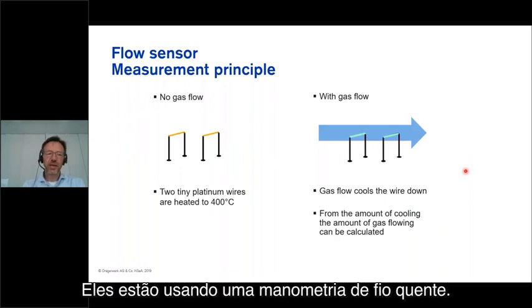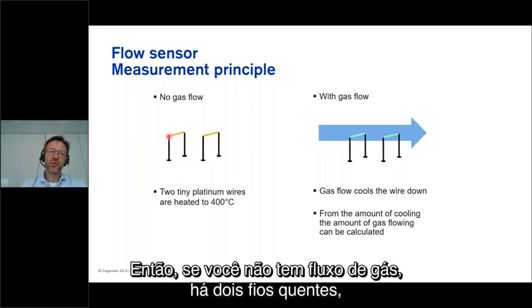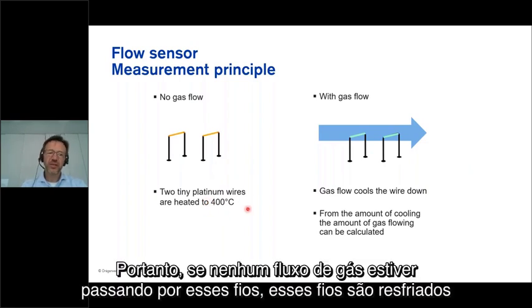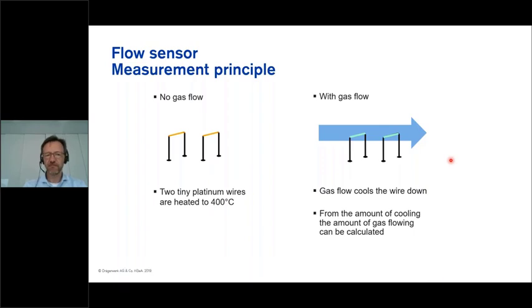How are these flow sensors measuring the flow? They're using hot wire anemometry. The principle is illustrated here. If you have no gas flow, there are two hot wires which stay hot, about 400 degrees Celsius. If gas flow is passing these wires, then these wires are cooled down, and from the amount of cooling of these wires, the flow can be calculated.